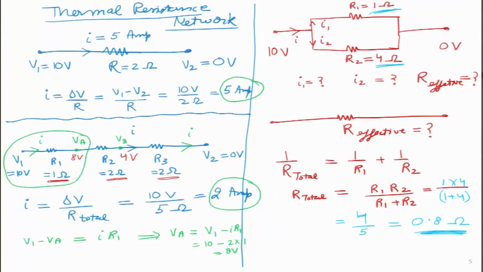So let's try and see what the value of I would be over here. So I is essentially delta V divided by R total. So in this case, delta V is 10 volts and the total resistance is 0.8. So my current would turn out to be, if my math is correct, I think it will turn out to be 12.5 amperes.